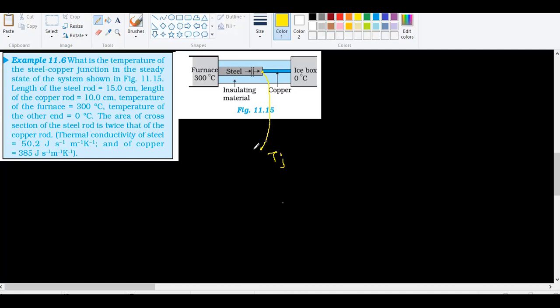So as I told you in the theory, the heat flow rate will be the same. This is something like a series connection. Since it is something like a series connection, the heat flow rate will be the same, but the voltage difference or the temperature difference can be different. So that means I can say that the heat flow rate in the steel should be equal to the heat flow rate in the copper. That should be equal to the overall heat flow. Something like I is equal to I1 is equal to I2.